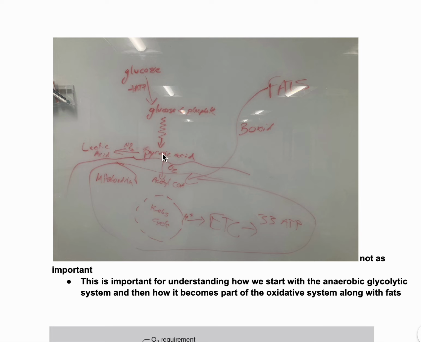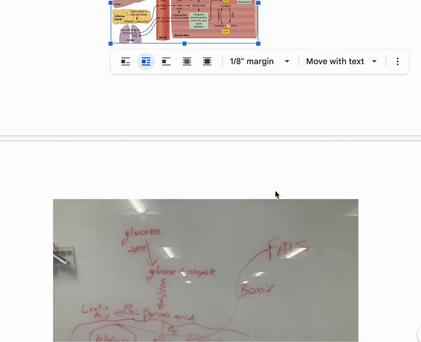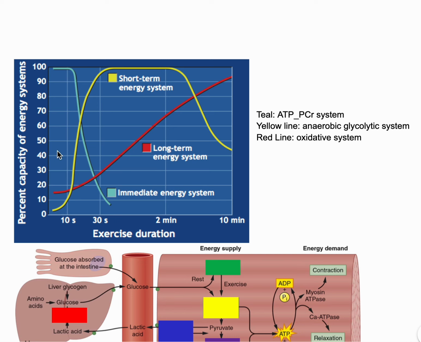When in the presence of oxygen, it can turn into acetyl-CoA. And acetyl-CoA is our key. That is our key to oxidative metabolism in general. Fats also become acetyl-CoA through beta oxidation before entering the Krebs cycle and the electron transport chain. 33 ATP, 10 times as great as the 3 that we would get from glycogen or the 2 that we would get from glucose.